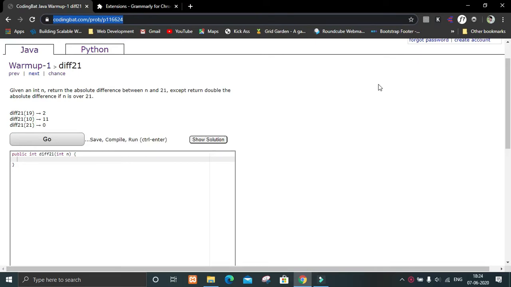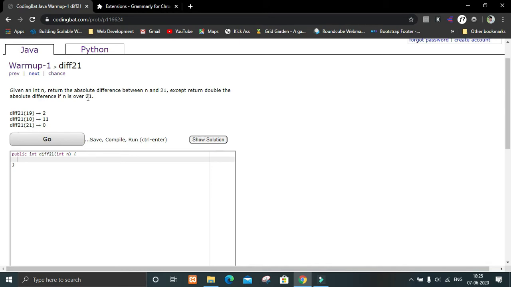Welcome to Coding Beetle, and here I am with the next exercise from CodingBat of the Java series. The next is Diff21, or difference 21. Given an int n, that is, n is the value, return the absolute difference between n and 21, that is, the difference between the number you have given and the number 21, except return double the absolute difference if n is over 21.